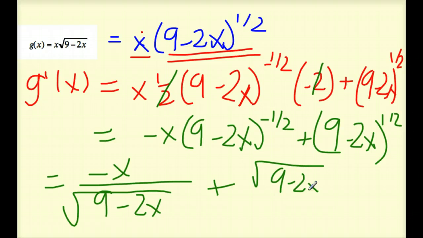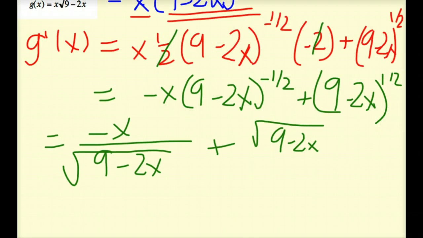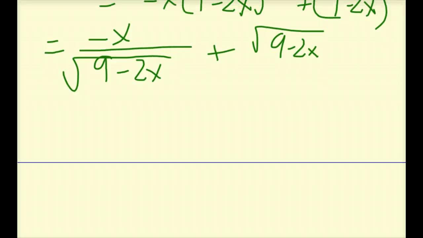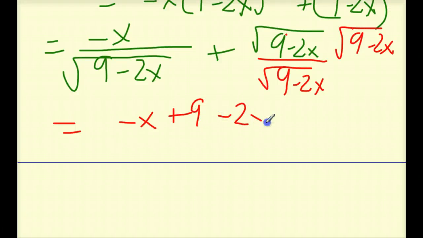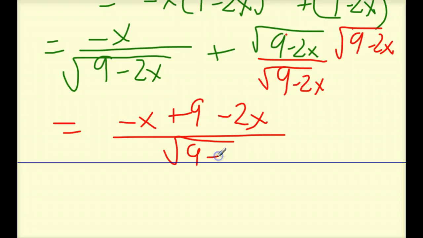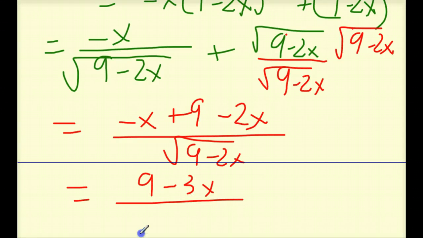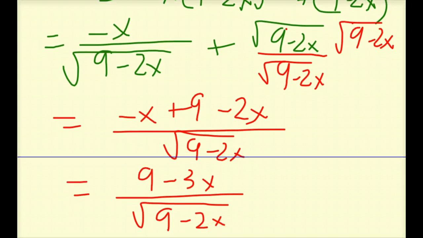So if you notice, I need common denominators, so what I'm going to do is multiply this side by radical 9 minus 2x over radical 9 minus 2x, and that's going to give me negative x. This radical and that radical cancel to give us 9 minus 2x all over radical 9 minus 2x. And if I simplify, I get 9 minus 3x all over radical 9 minus 2x. So let's set these both equal to 0.